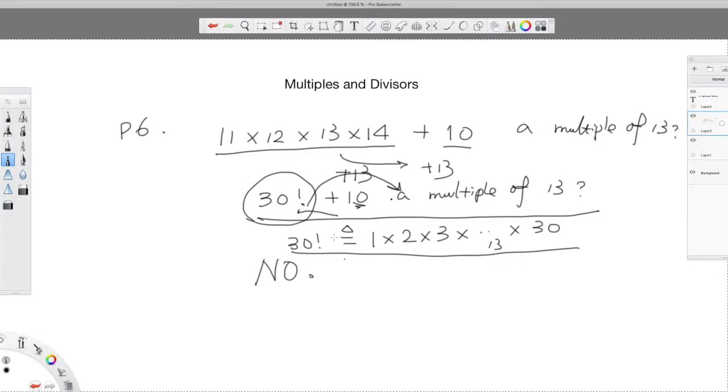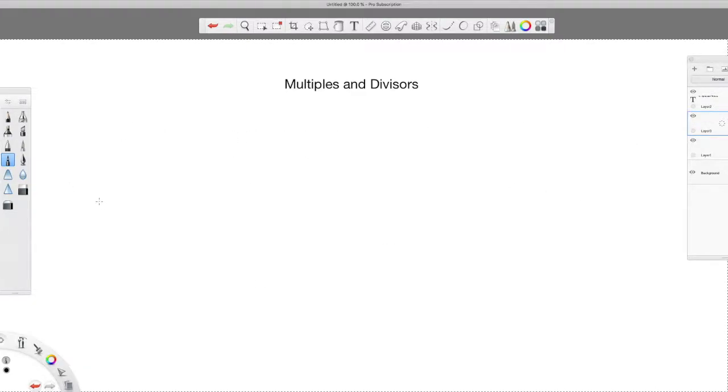Okay. The other problems will be a review of the properties of what makes a number a multiple of 2, 3, 4, 5, 8, 9, and 11. All right. So we're going to pick a few problems. Let's pick problem 8. Yes, problem 8.